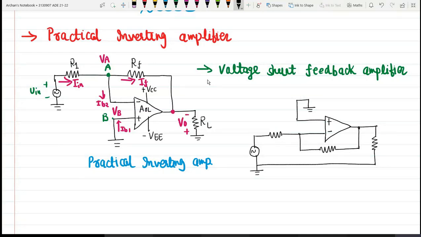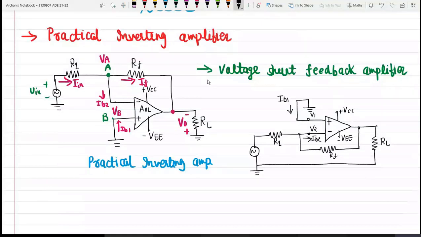This is my load resistance RL, this is our feedback resistance RF, this is my forward resistance R1. Apart from this we have positive supply voltage and negative supply voltage given to the circuit. Here we will have voltage V1 and voltage V2. Current IB1 is flowing over here and current IB2 is flowing in this direction.